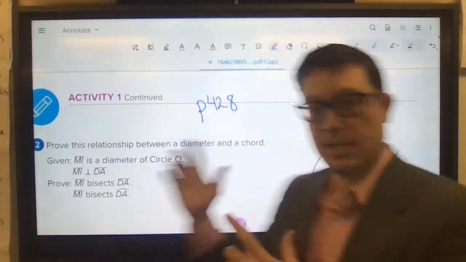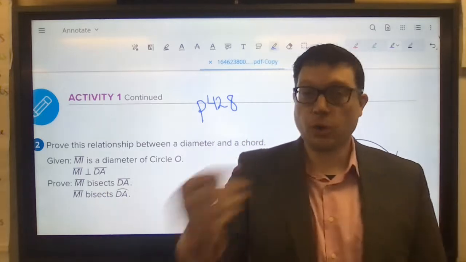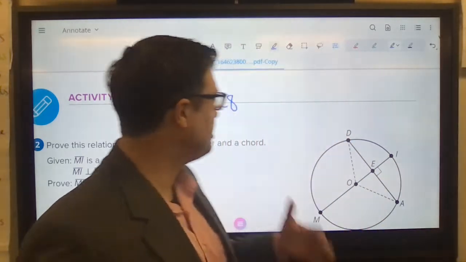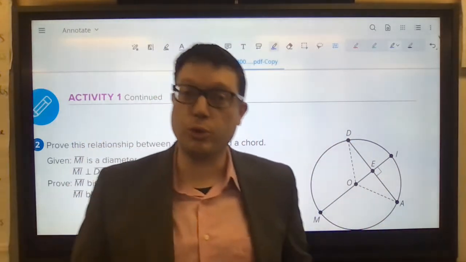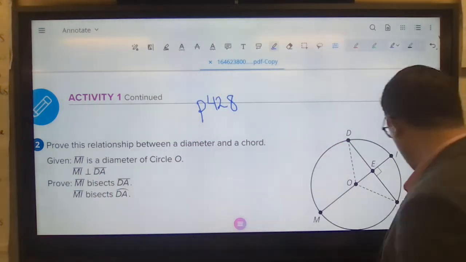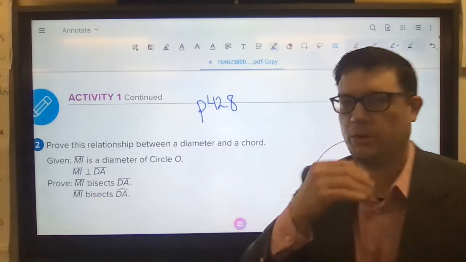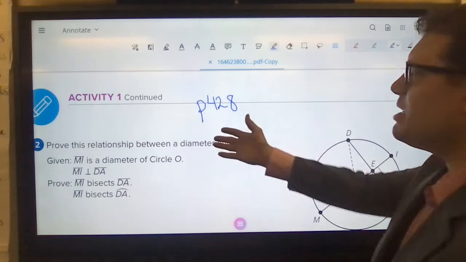Everyone, welcome. This is page 428, and we are talking about theorems for chords of a circle. In this lesson, we are going to go through a proof of the chords of a circle. So have something to highlight and something to write with. You're going to need maybe a ruler, definitely note cards, and we're going to flip back and forth through the book a couple of times. Let's get into what this question is.